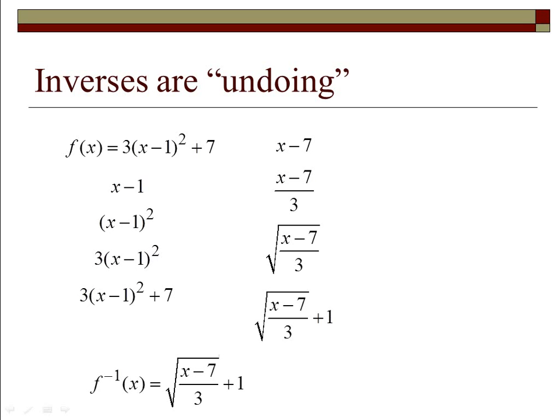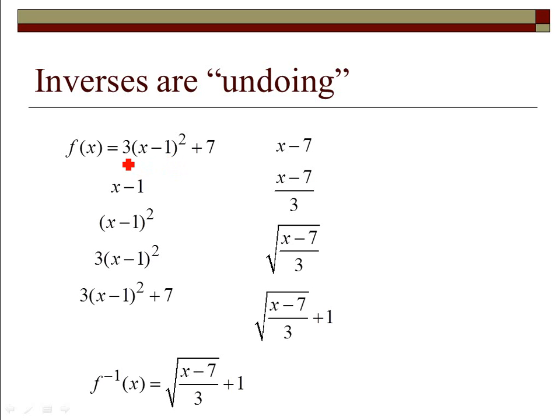So you could think about how you basically could have undone it. So I'm just kind of working from the beginning. I started with the 7. I subtracted 7. Then I divided by 3. Took the square root. Then added 1. Now what inverses do is they undo the equation.